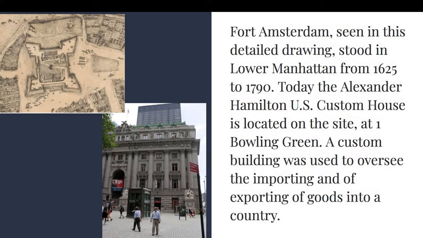Today, the Alexander Hamilton U.S. Custom House is located on this site at 1 Bowling Green. Here it is. It's a custom building. This custom building was used to oversee the importing and exporting of goods into a country, and it was right there at the port.